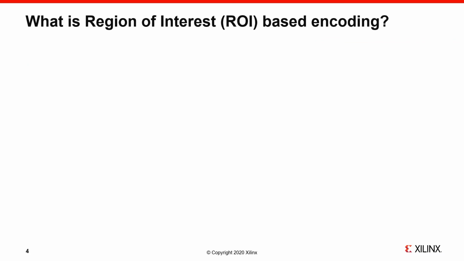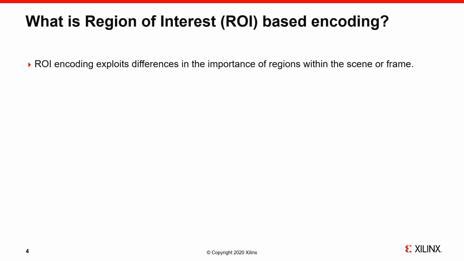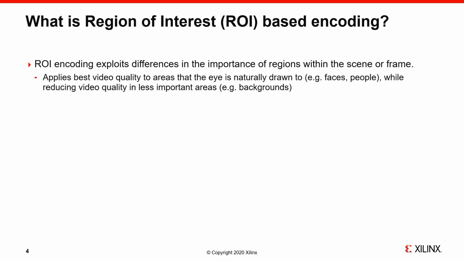So what is ROI-based encoding? ROI-based encoding algorithms exploit differences in the importance of regions within a scene or a frame. They provide more quality to regions of interest, like faces or people, and reduce quality to regions of lower importance, like backgrounds. This reduces the overall bit rate of the content, which reduces streaming and storage costs.